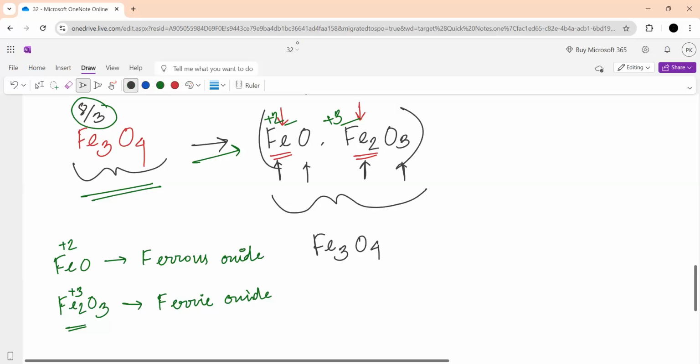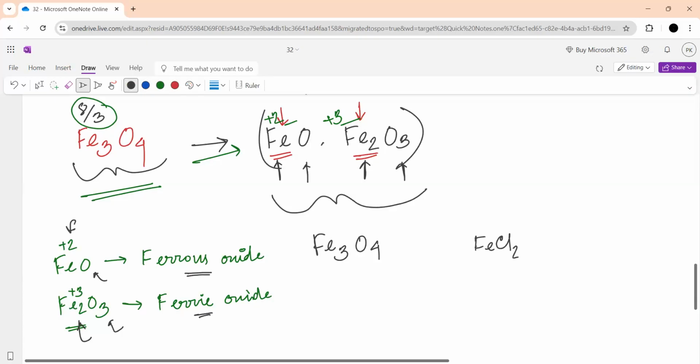So the point is, we will use the suffix "ous" when the atom is in the lower oxidation state, and when the atom is in the higher oxidation state, we will use the suffix "ic". And it is attached to oxygen, so that's why it is oxide. That's not an issue.